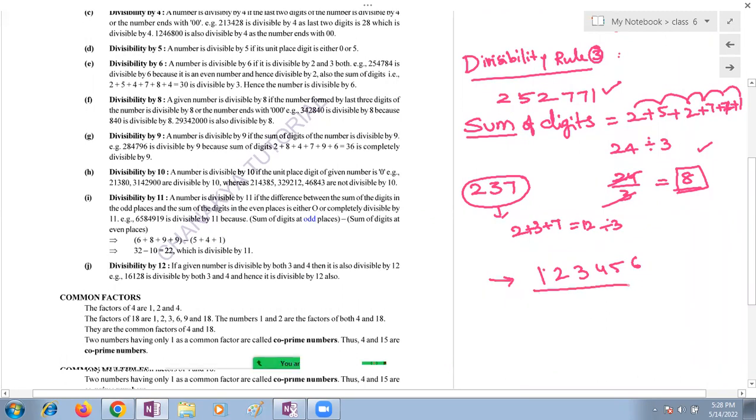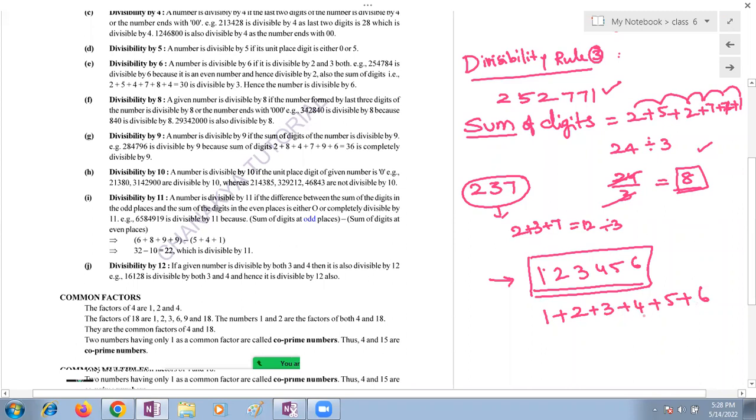Ma'am, it is divisible by 3. This is my number: 1, 2, 3, 4. It is divisible by 3. Why? Because 3 sevens is 21.